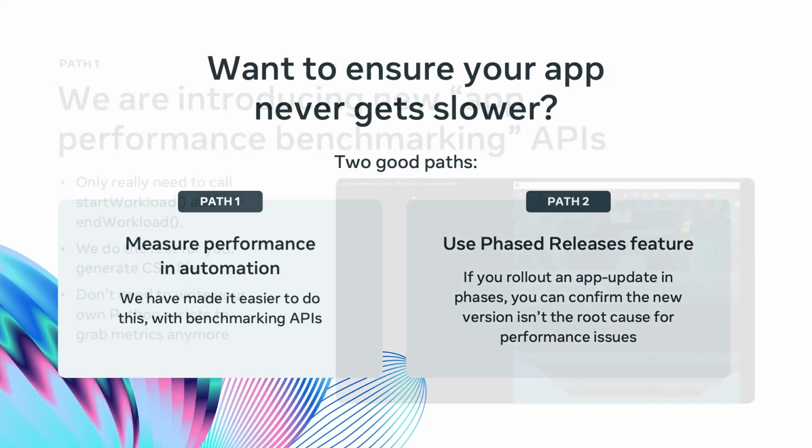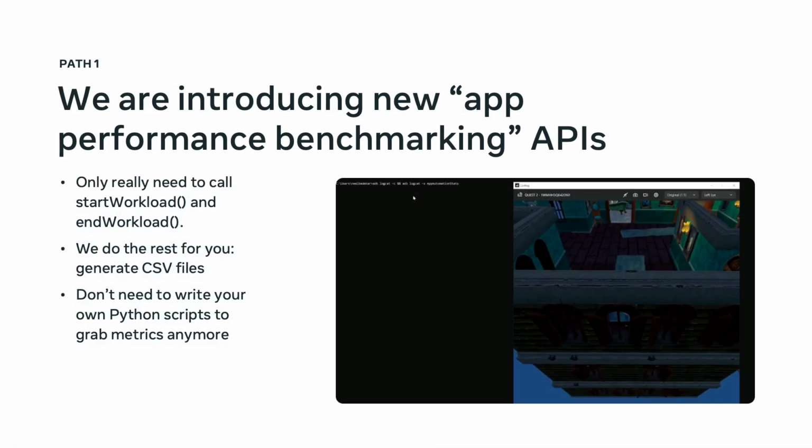So let's go through some of these in detail. First, as we said earlier, we are introducing these new perf benchmarking APIs. They function pretty straightforwardly: you really just need to turn your automation tests into a sequence of start workload, end workload calls. And we're going to take a look at this.